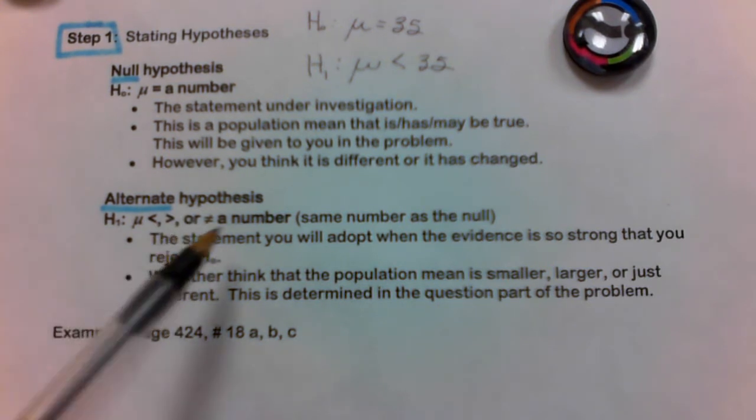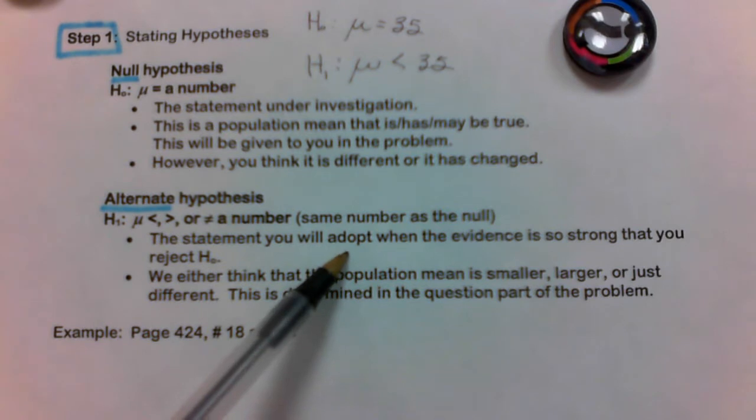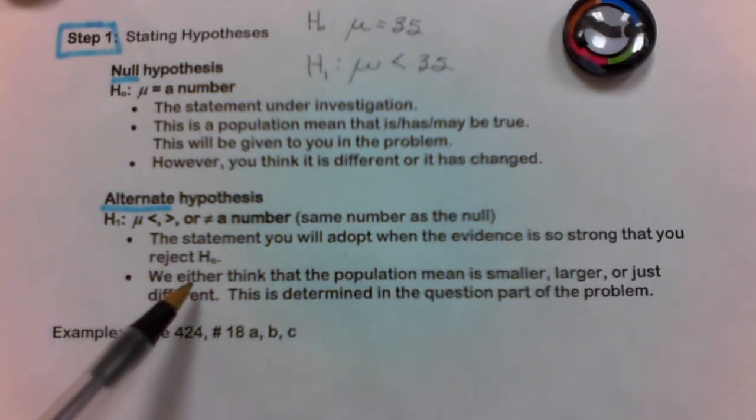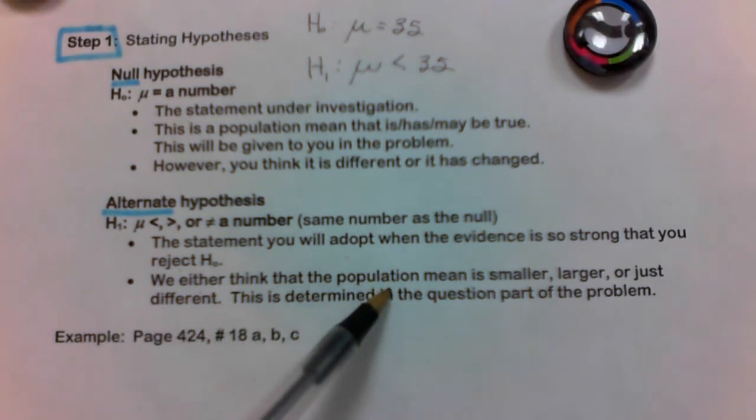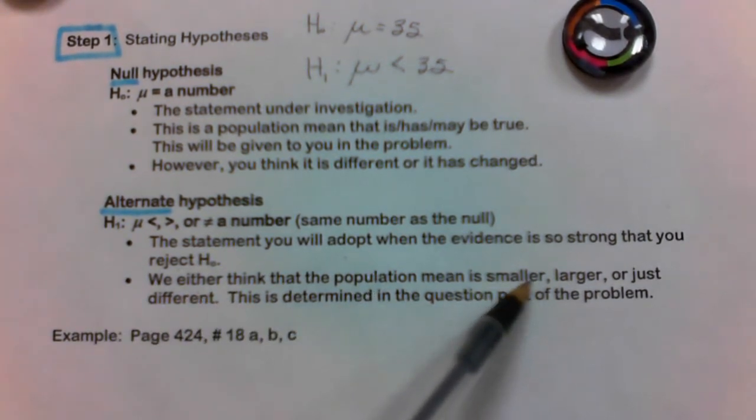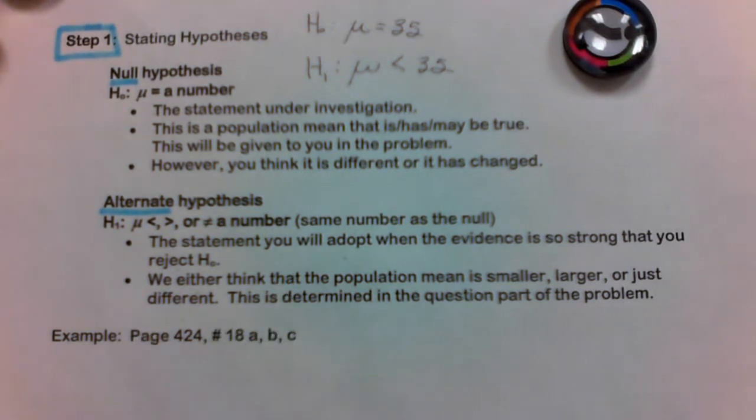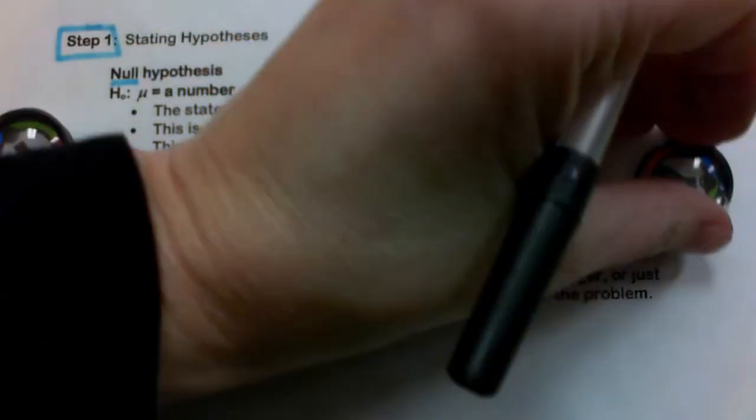Now, this is the statement that you will adopt or embrace when the evidence is strong enough to support that or to reject the null. So we either think that the population mean is smaller, which would be less than, larger, greater than, or just different from. And this is determined in the question part of the problem.